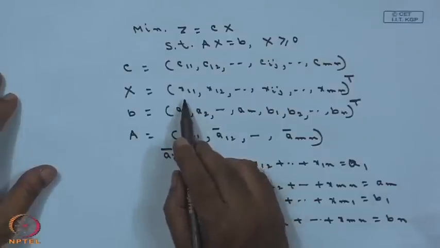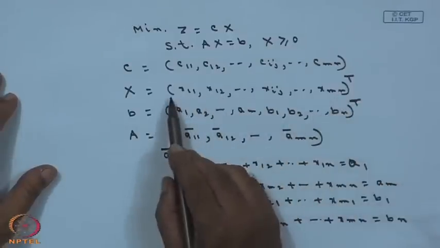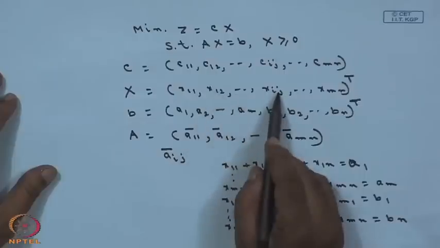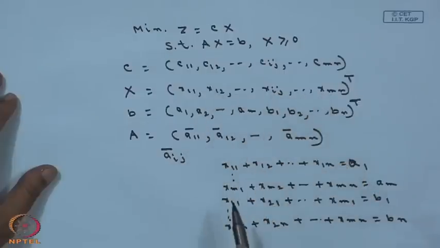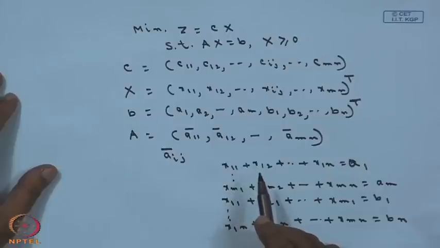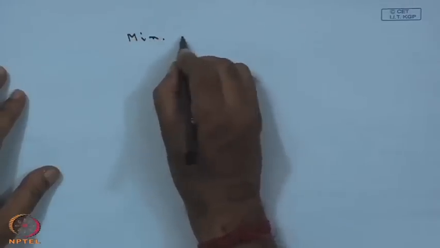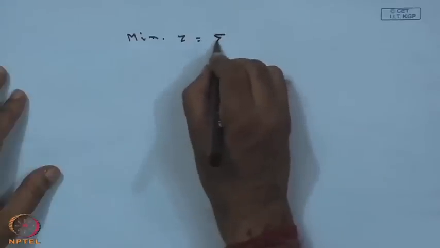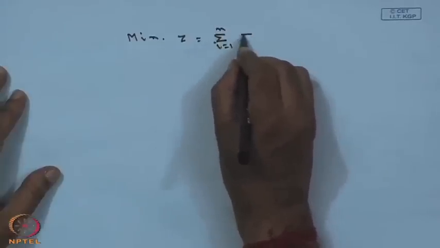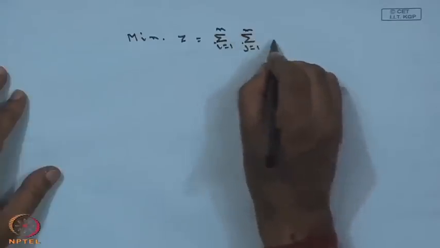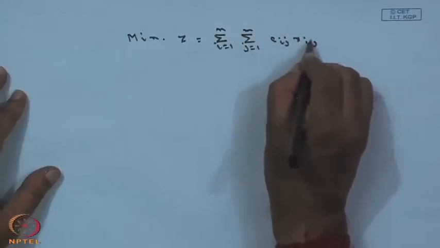Now, what will be the cost associated? The quantity vectors are x_11, x_12 and so on, and the associated costs will be c_11, c_12 and so on, c_ij, c_mn. So, the cost will be a double summation, i varying from 1 to n, j varying from 1 to m, of c_ij x_ij. So, if you rewrite, the problem becomes: minimize z equals summation over i equals 1 to n, summation over j equals 1 to m, c_ij into x_ij.